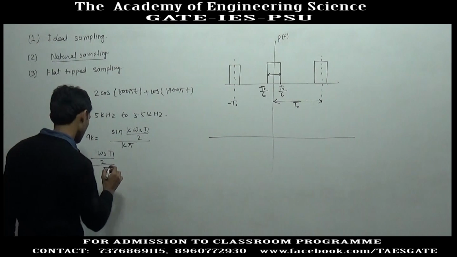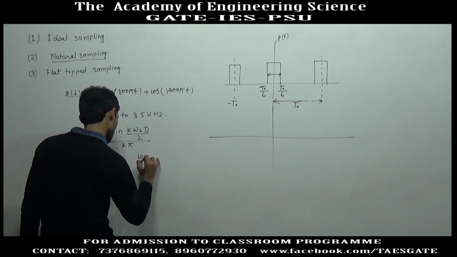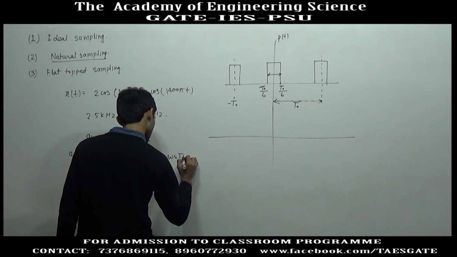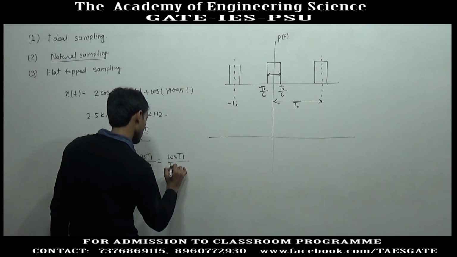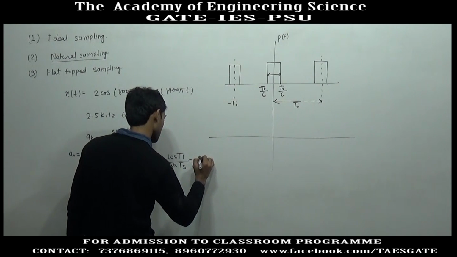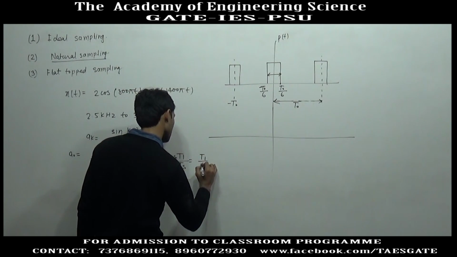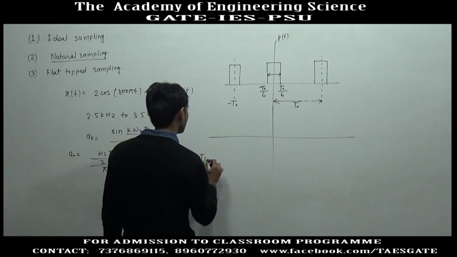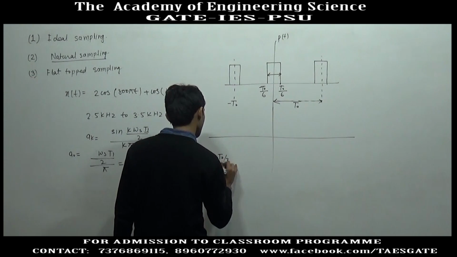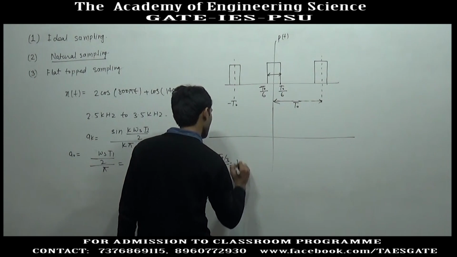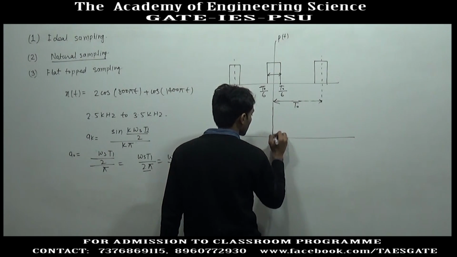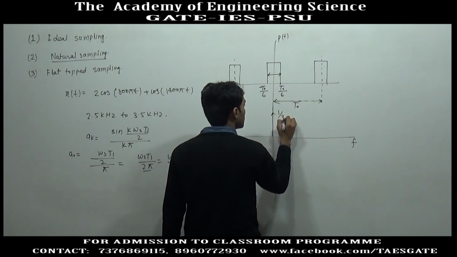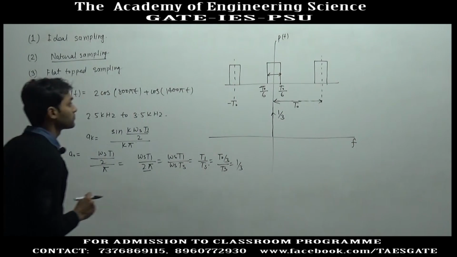So this we can write as omega_s T1 by 2 pi, omega_s T1 divided by, at the place of 2 pi we can write omega_s T_s. So this is T1 by T_s, and T1 by T_s is equal to, T1 is T0 by 3, T_s equals T0. So we will get 1 by 3. So at 0 frequency, we will get an impulse with a strength of 1 by 3.